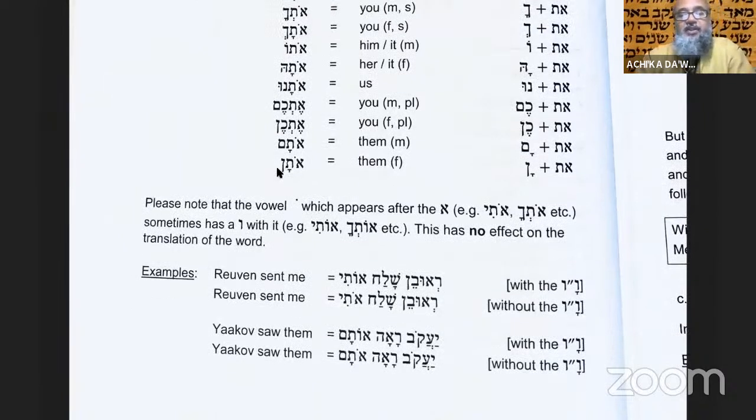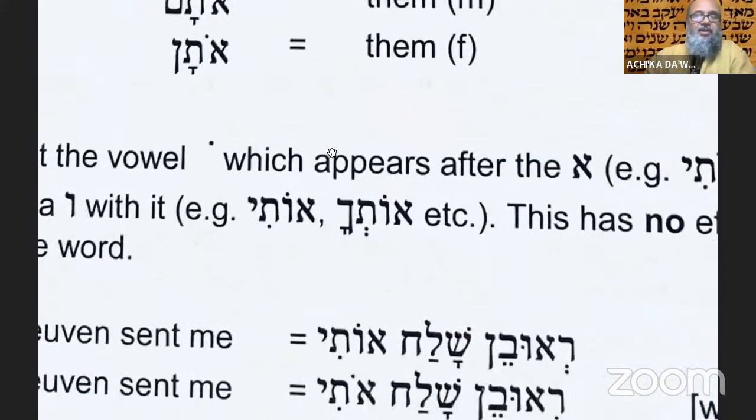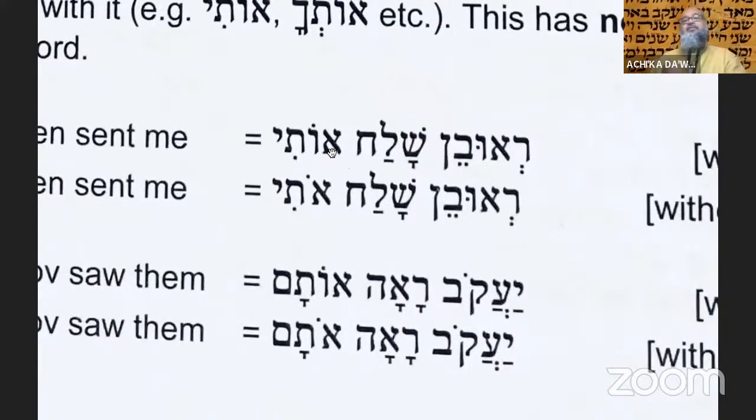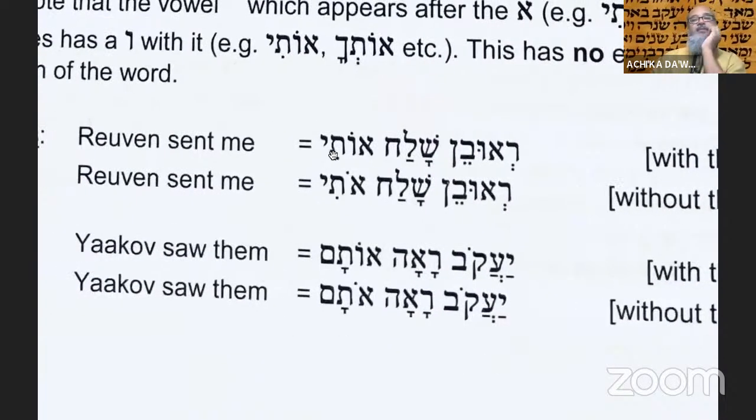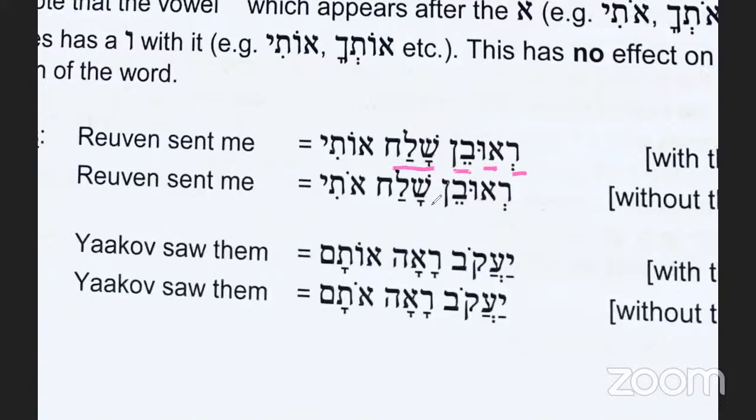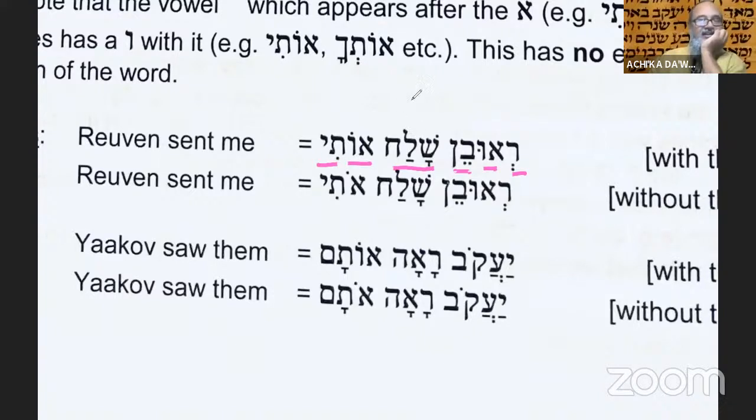All right. So somebody read to me what Reuven sent me. Somebody read that. Reuven. Yes. You had it say. Shalak. There you go. Reuven shalak.